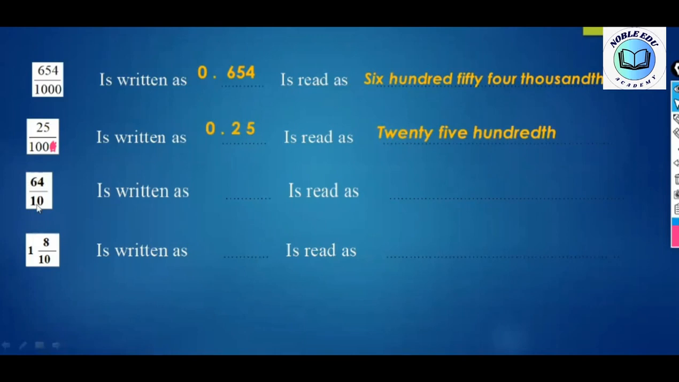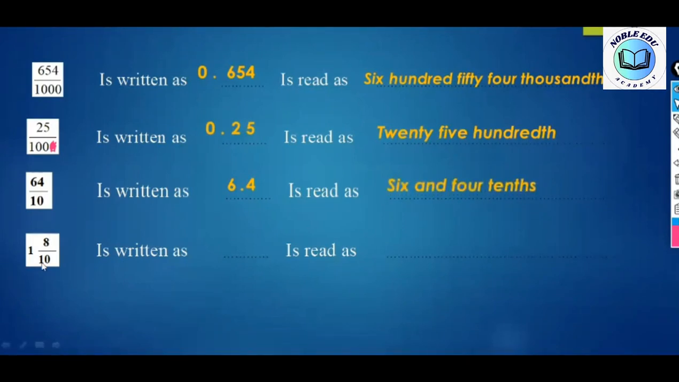64 over 10. What do I do first? Write 64. And what about the point? The point goes after 1 digit only. So write the point between 6 and 4, because down there is one 0. So write the decimal point after 1 digit only. The number now is 6 and 4 tenths.